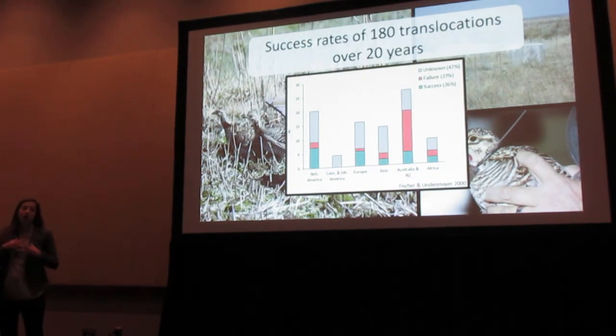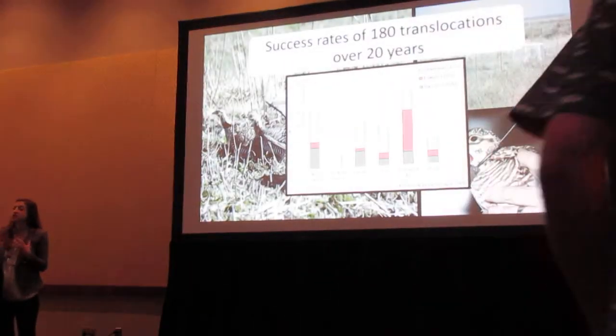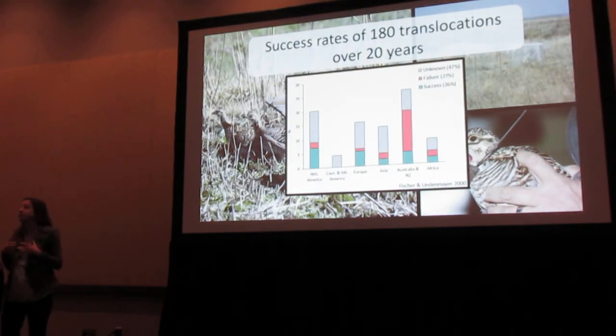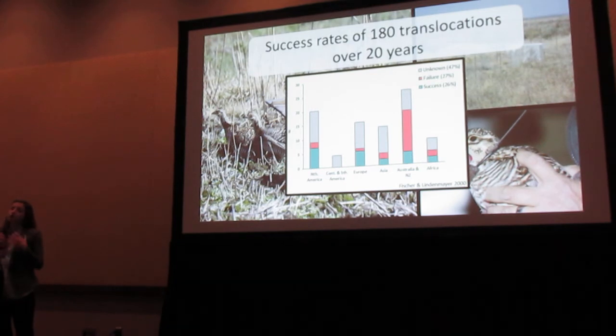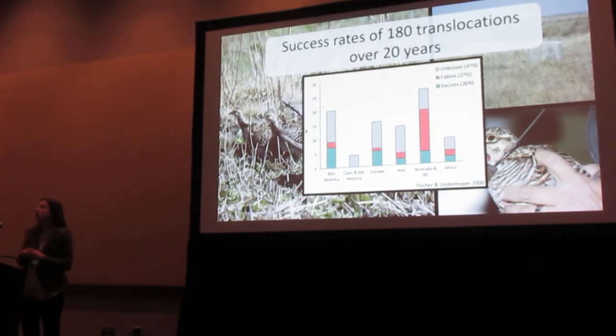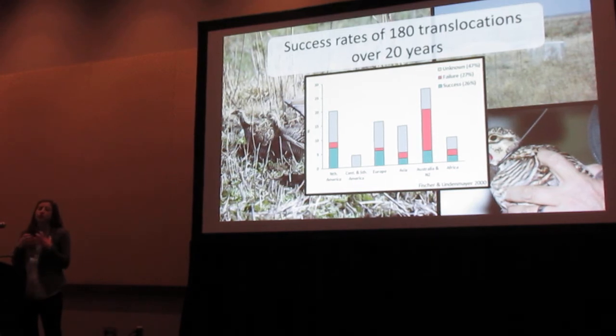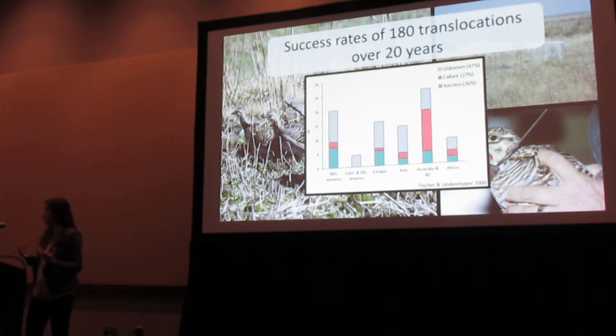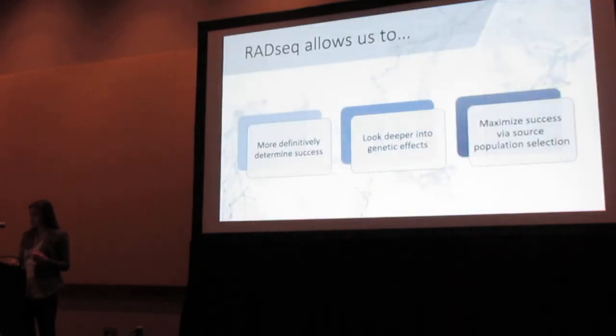And so, in some instances, the success of translocations has been assessed using generally more traditional genetics methods such as microsatellite markers or mitochondrial DNA. But these methods might not give us as deep of insights as we might need or want in order to really determine if a translocation was successful or not.